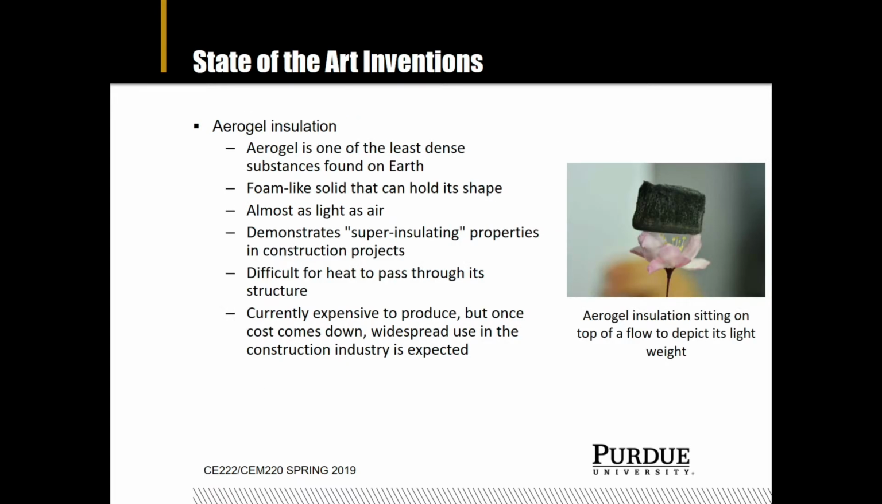Here we have another invention called aerogel insulation. Aerogel is one of the least dense substances found on Earth, and it's a foam-like solid that can hold its shape. You can see in the image to the right. It's almost as light as air, and it also demonstrates superior insulating properties in construction projects. It's very difficult for heat to pass through its structure, and it's currently expensive to produce, but as the cost comes down in the future, widespread use is expected in the construction industry.